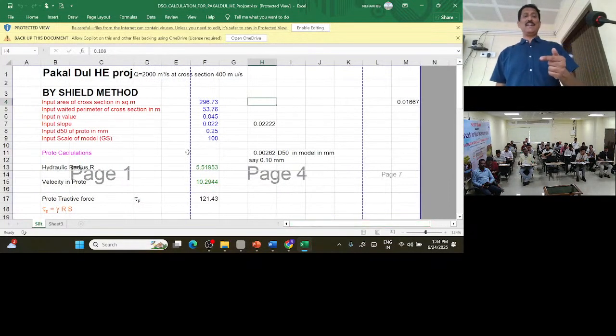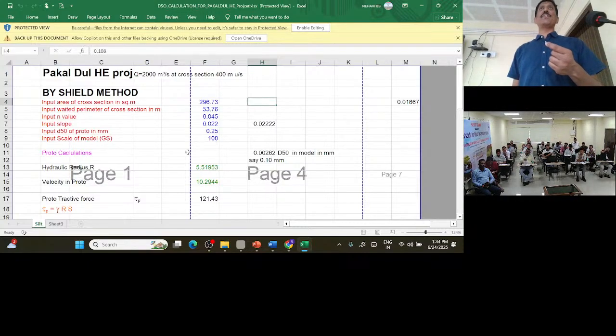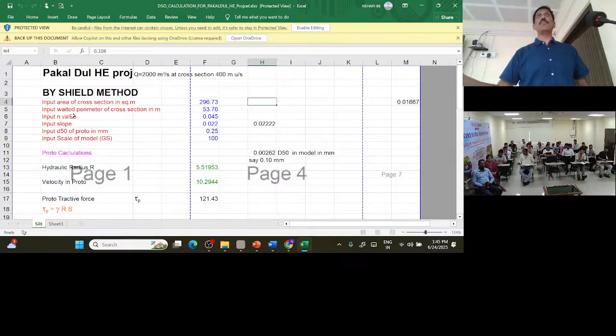Now I will explain how you do the calculations for selecting the bed material in the model. That was one of the queries, how to perform the calculations. So basically, what we use is the Shields method. First, I will explain the data you get from the numerical model or from the field data. That is the input cross section, weighted parameter, n value, and the slope. What is the slope of the river? D50, the D50 of the bed material in the prototype, and the scale you are assuming. Because first we have to assume a certain scale and only then can we proceed with the calculation.